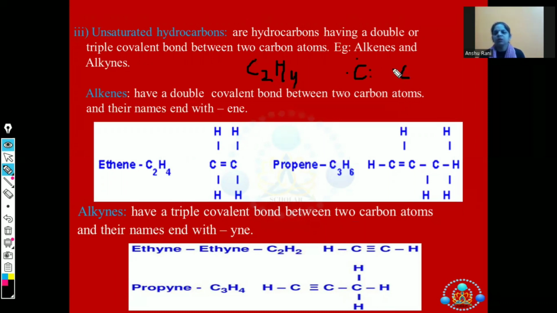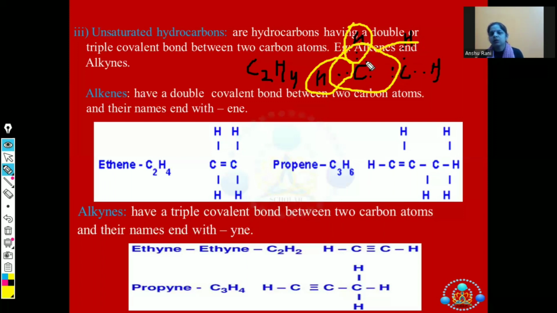Another carbon atom is having four electrons. So it is sharing one electron with hydrogen. It is sharing another electron with hydrogen. It is also sharing two electrons with hydrogen in the same way. Carbon is completing its octet by sharing two pairs of electrons with another carbon atom and two bonds with hydrogen atoms in this way.